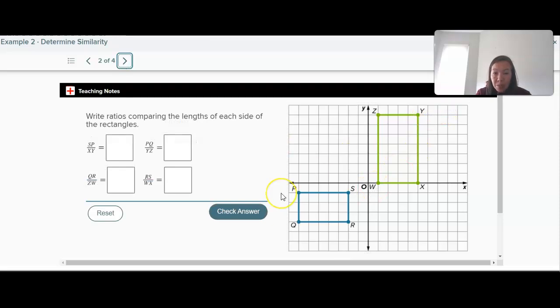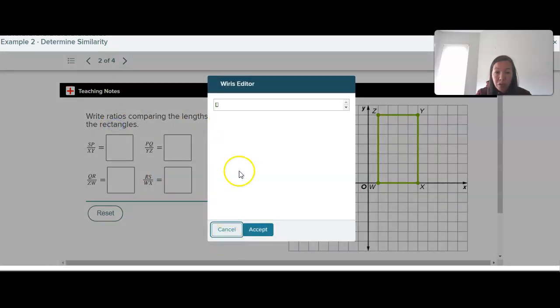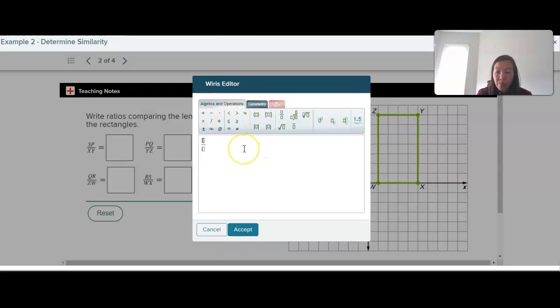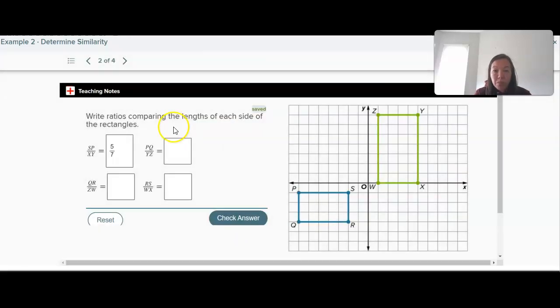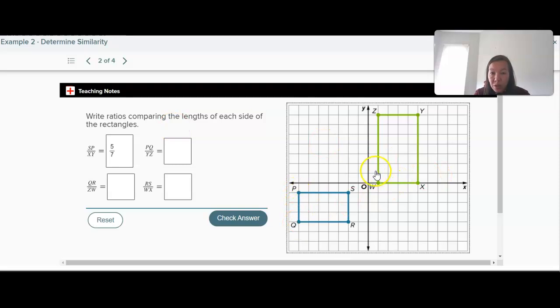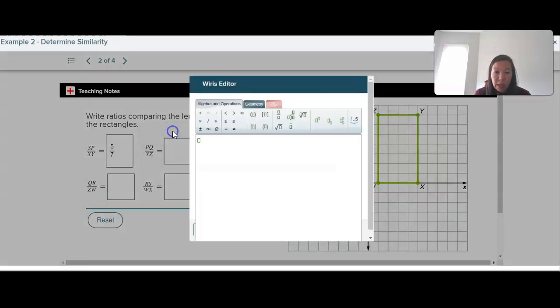So SP, oh, this one is still going over the other way. Interesting. SP is 1, 2, 3, 4, 5. So 5 over, let's see here, 5 over XY, which is 1, 2, 3, 4, 5, 6, 7. There we go. Okay. 5 over 7. PQ, 1, 2, 3 over YZ, 1, 2, 3, 4. So 3 over 4.